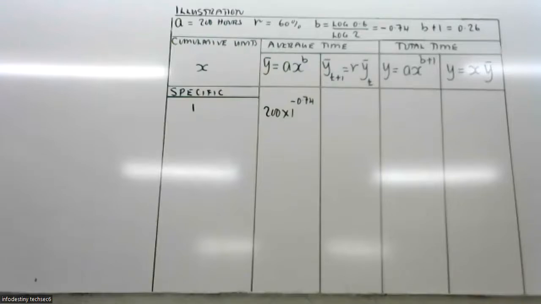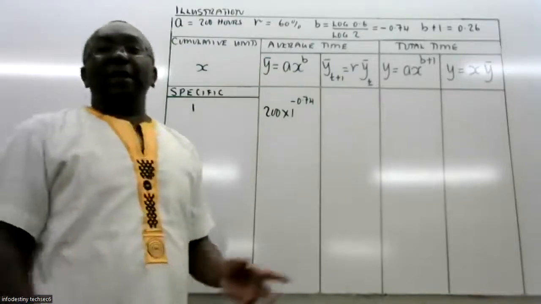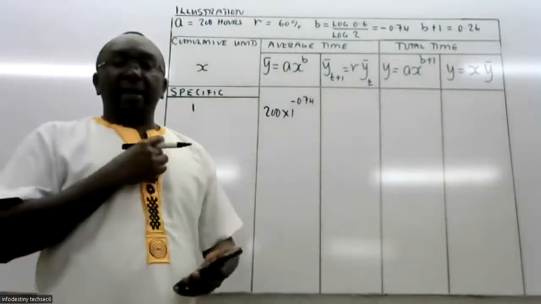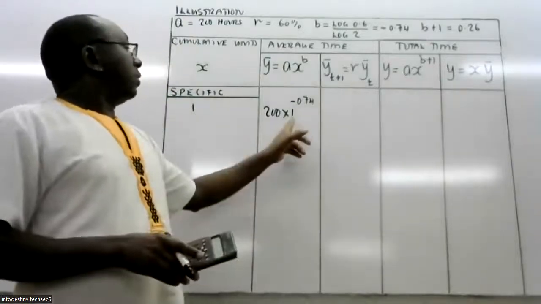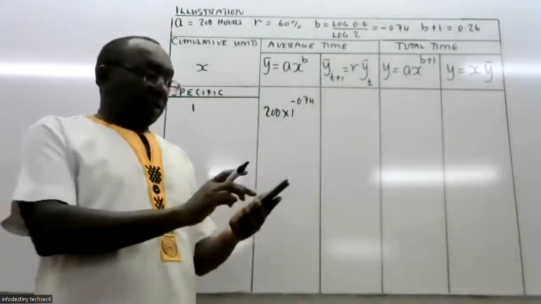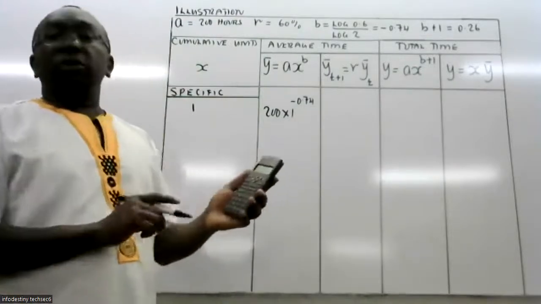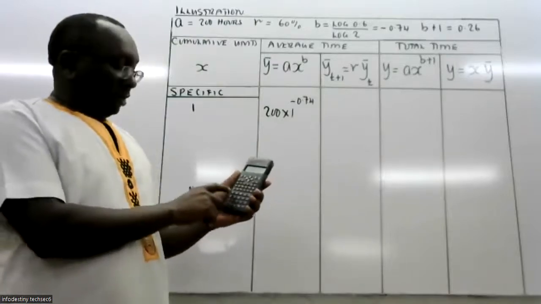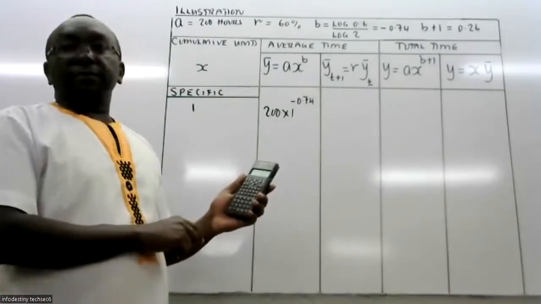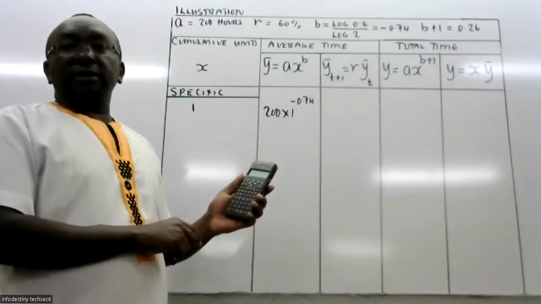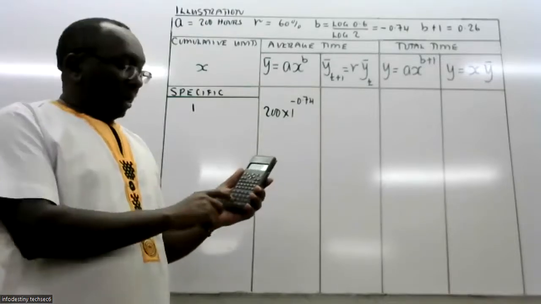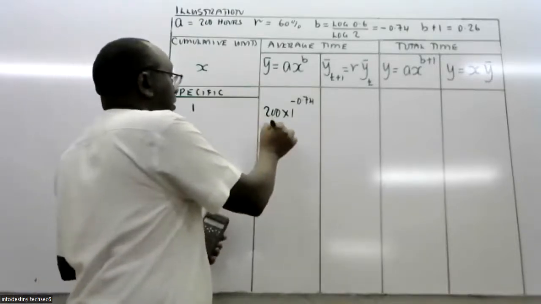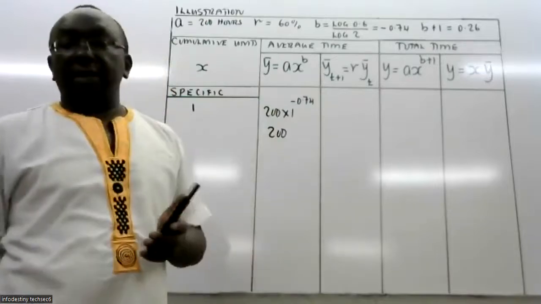What is the answer? Okay, so what you do when you're reading these ones, you first of all raise this. So you take the calculator, you say 1 raised to, then you press the power key, you say minus 0.74 equals. Now you multiply by the other one, 200. So the answer is what? That's how you work it out.